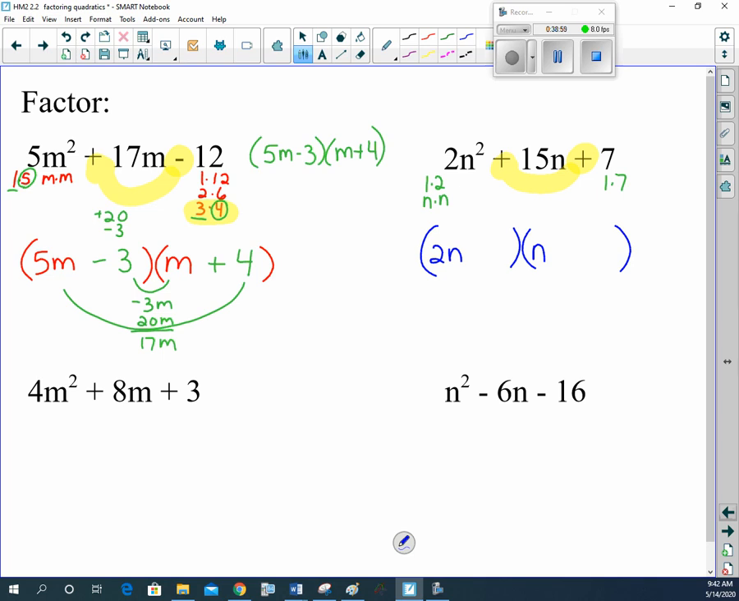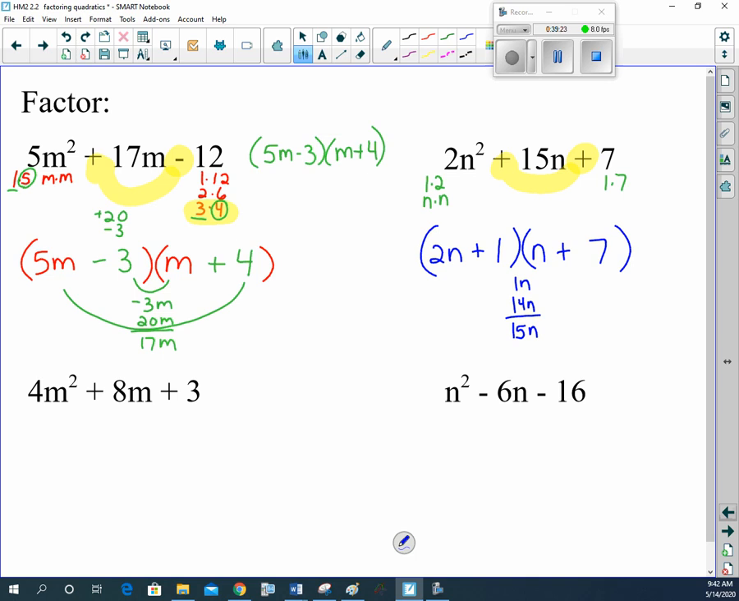Now remember, I want to get a 15. So hopefully you were recognizing, ooh, 2 times 7 is 14. That's getting us close. So I'm going to put the 7 here, the 1 here. Both signs have to be positive. Let's do a quick check. 1n, 14n, 15n. That's what it should be. That's our answer. 2n plus 1 times n plus 7.